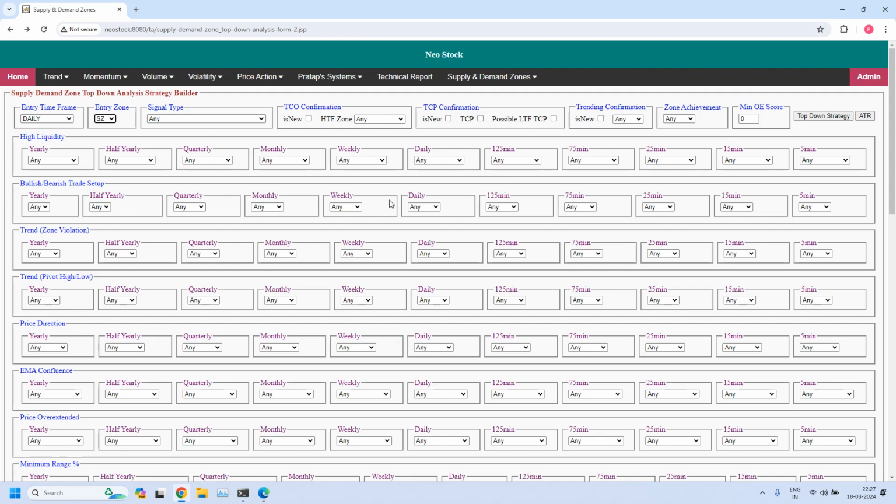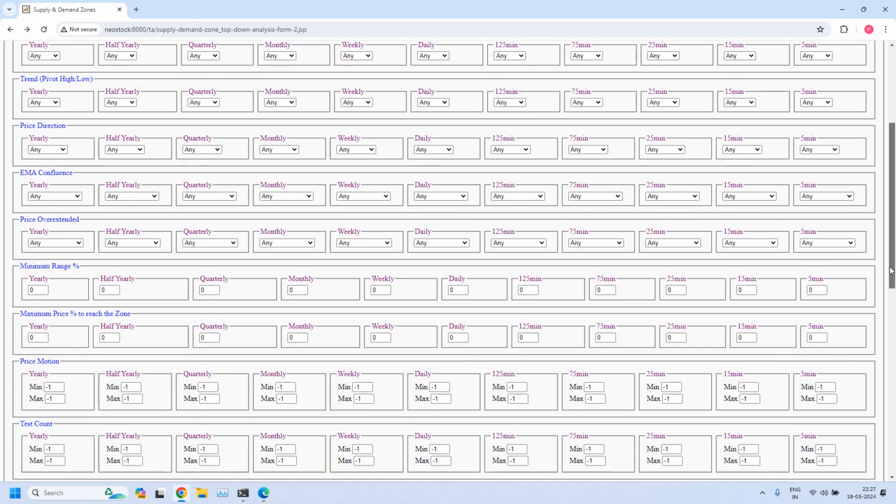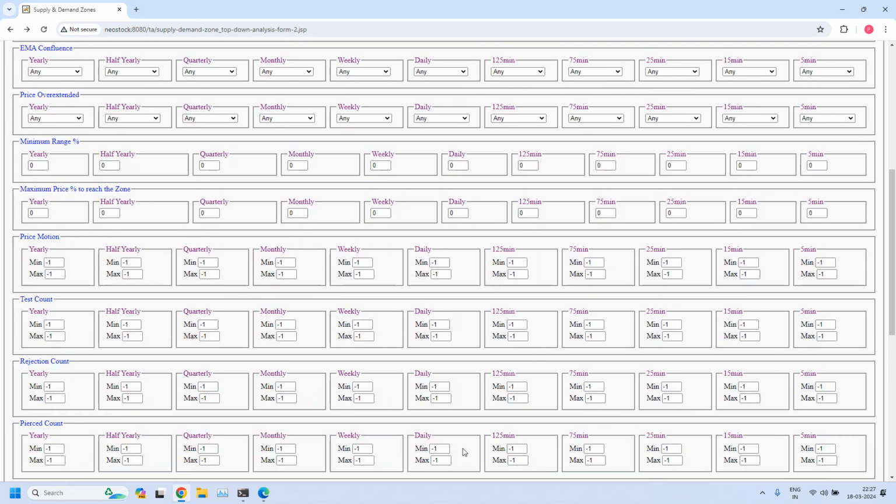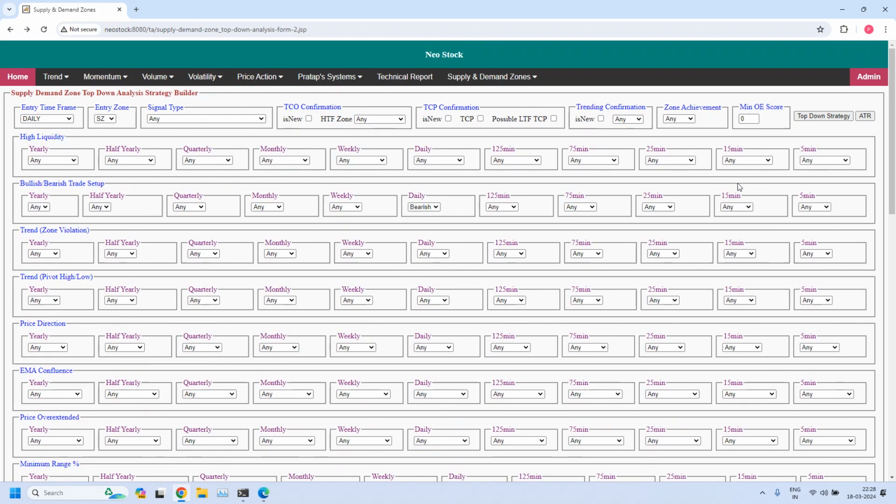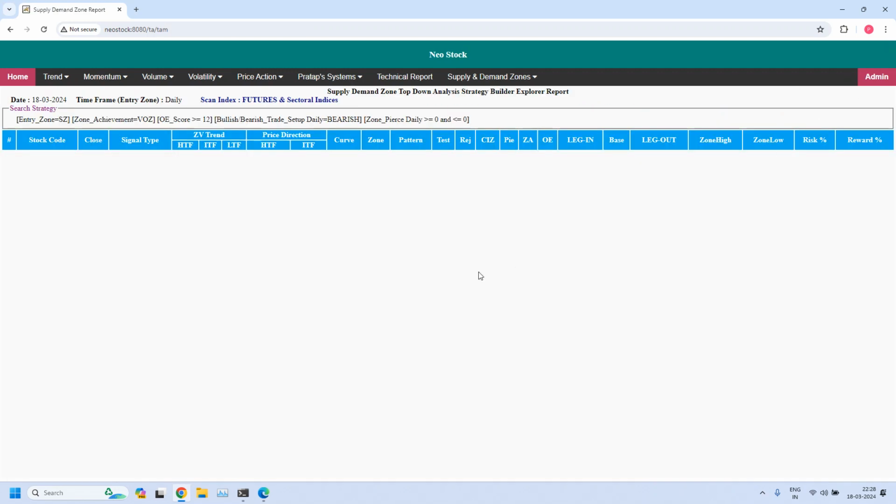And in bullish or bearish trade setup, in daily time frame, I am setting the value bearish. Don't want PRs or zones, so setting the PRs count in daily time frame as 0. The other two important parameters: zone achievement should be there, that is VOZ, violated opposing zone, and our minimum odd enhancer score should be 12. Now let us generate. Now stocks are available. Currently they are supporting bearish trade setup based on these parameters.